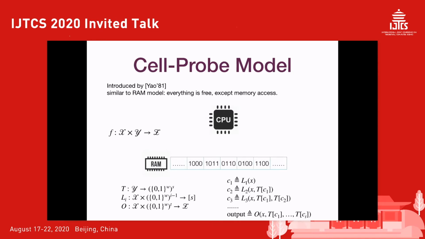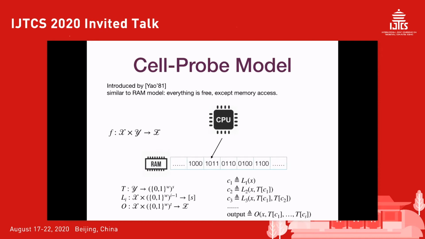In the cell probe model, a data structure is interpreted as a table of memory cells. The interaction with data structure is modeled as a procedure of cell probing. Given a query X, the CPU chooses a memory cell C1 with its unlimited computational power in the first round. The CPU retrieves the content of C1 by cell probing.